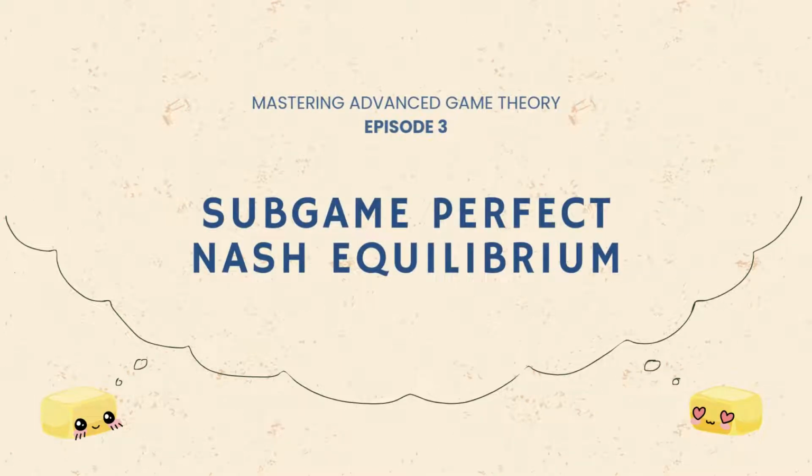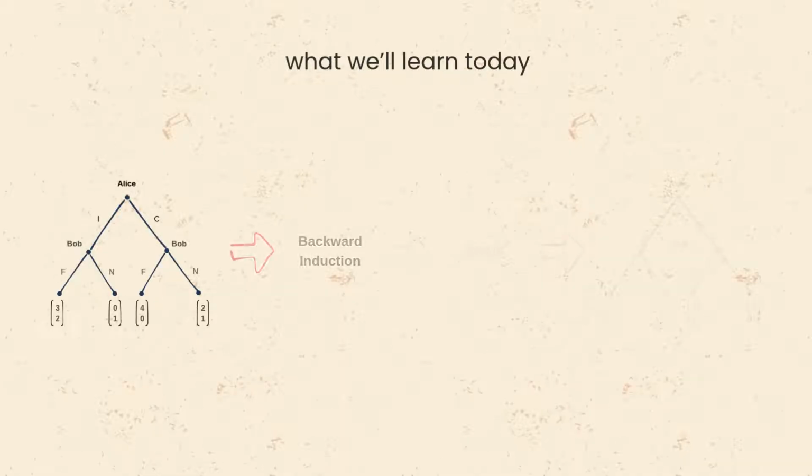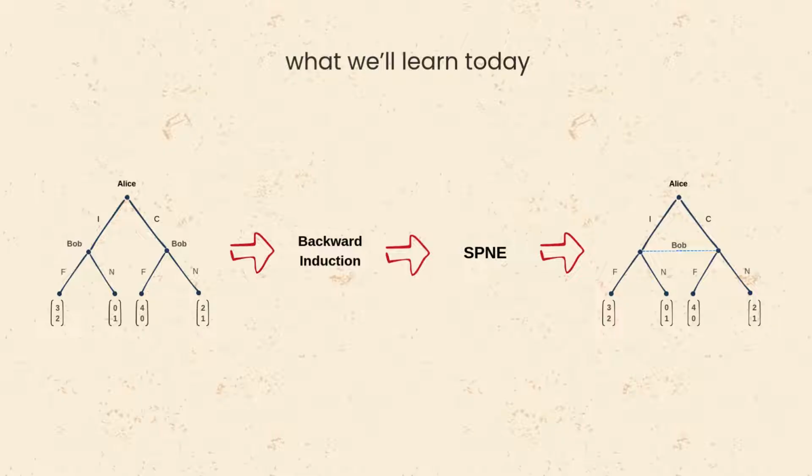Mastering Advanced Game Theory Episode 3. Solving Extensive Form Games with Subgame Perfect Nash Equilibrium. In this episode we'll learn how to represent perfect information games using game trees, how to solve them using backward induction to get the Subgame Perfect Nash Equilibrium, and lastly look at another example, where there is uncertainty in the game.